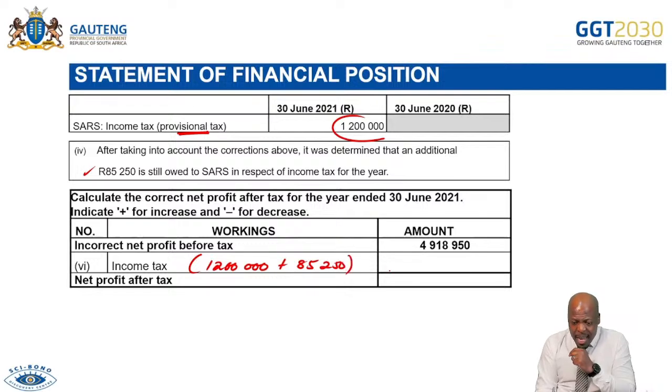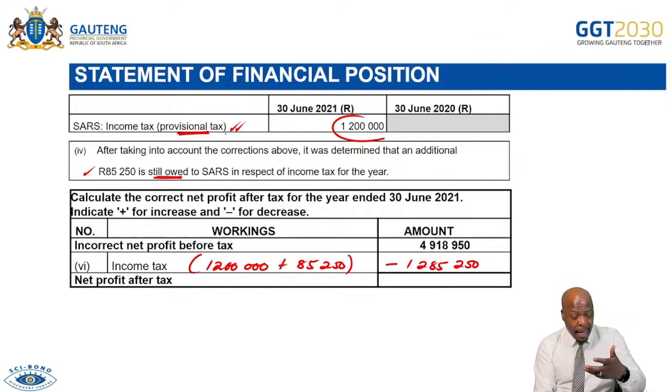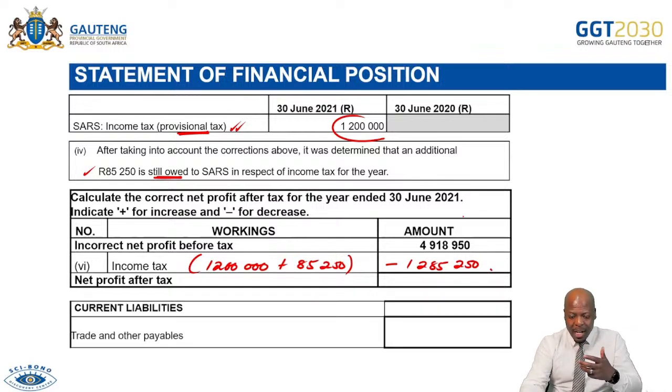That means the income tax that we have incurred for this financial year is now an addition of the two amounts, which is 1,285,250. That is how you would do it, because we still owed. That means from the provisional tax payments, we must still pay. So we add it. That gives us our income tax amount for the year.